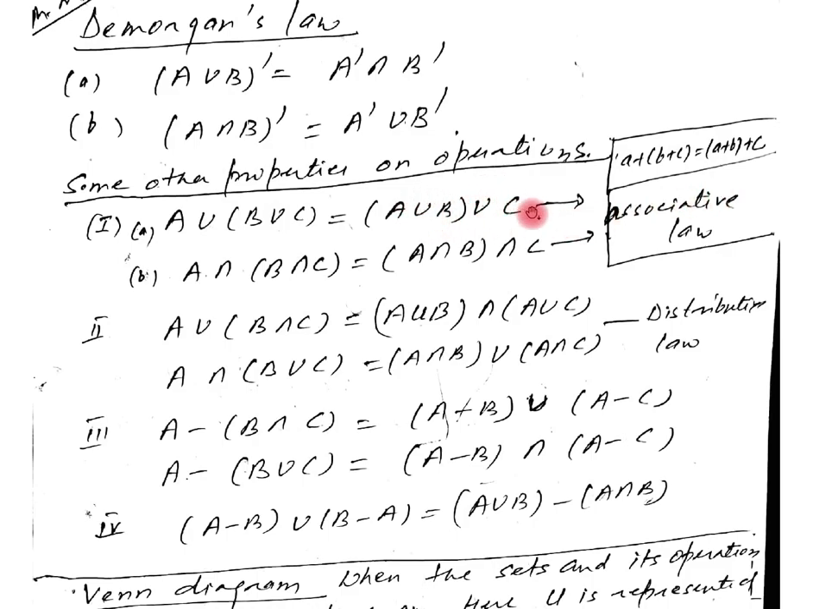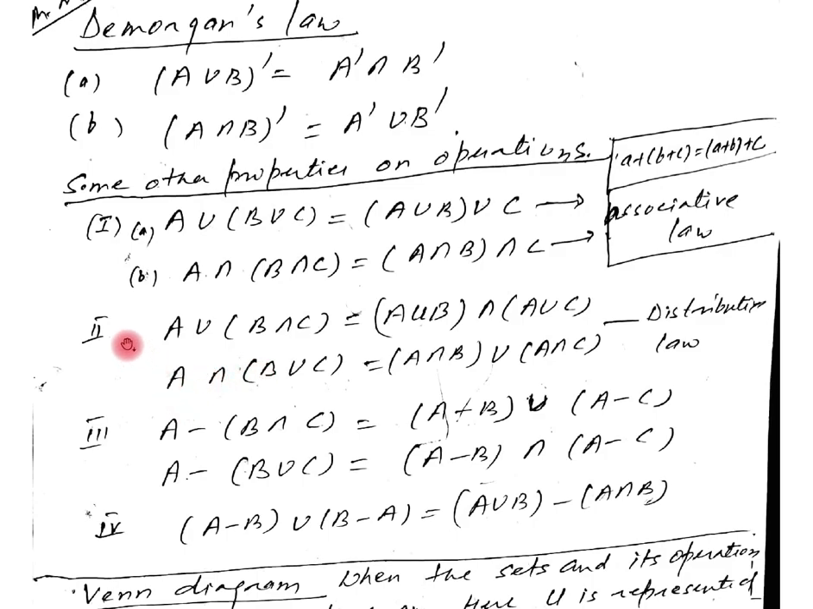So this is known as associative law for real numbers. Similarly, these two are the associative law for sets. First is A union B union C is equal to A union B union C. Similarly, A intersection B intersection C can be written as A intersection B intersection C. So this is associative law for the set theory.